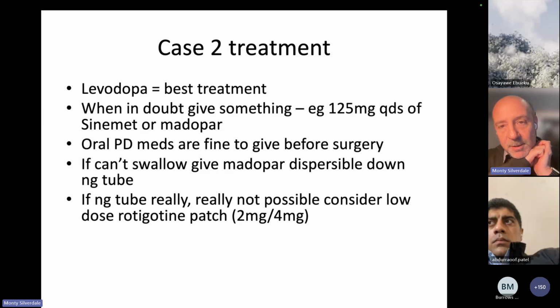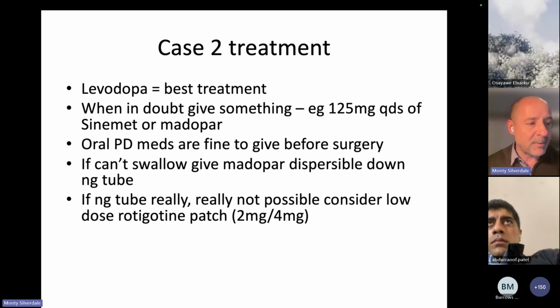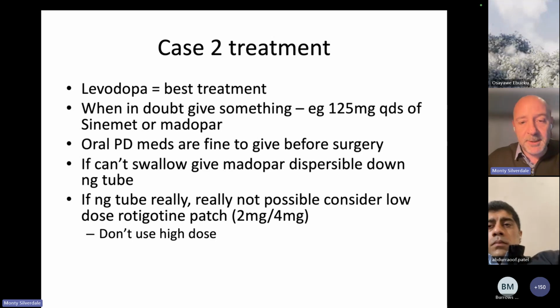This guy's already at risk for having delirium because of, firstly, he's got Parkinson's, and secondly, he's had a fractured neck of femur and he's going to go to surgery. So he's at high risk for becoming delirious anyway. If you give him a rotigotine patch, you're going to give him a much higher risk for that happening. But you need to keep the dose low. So I'm suggesting give him a 2 milligram or 4 milligram patch.